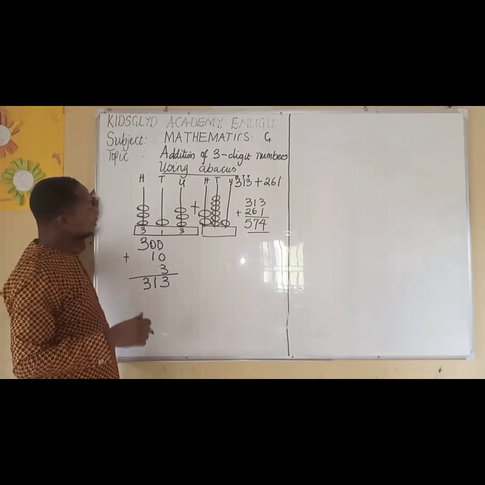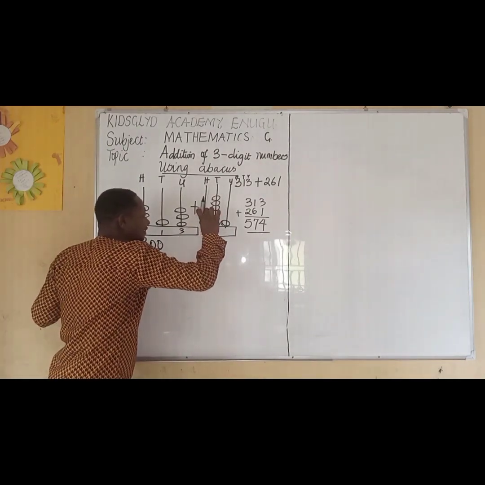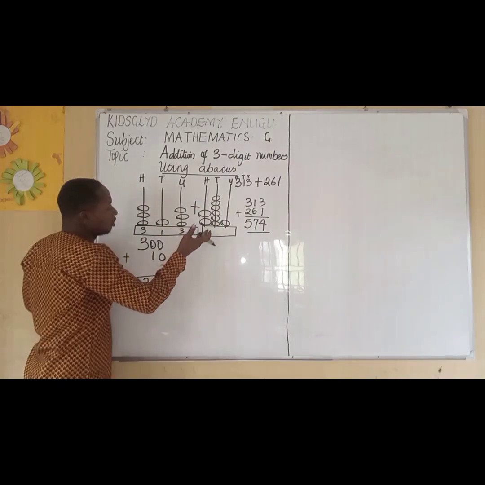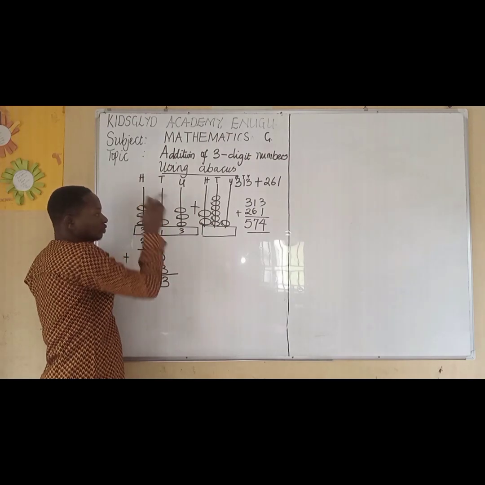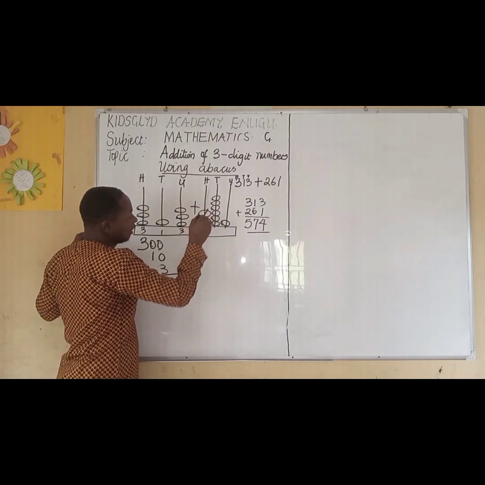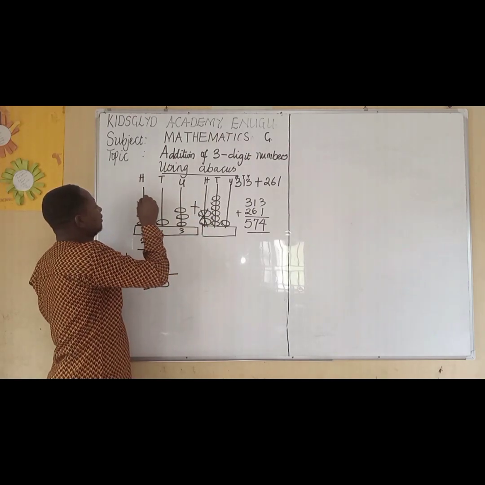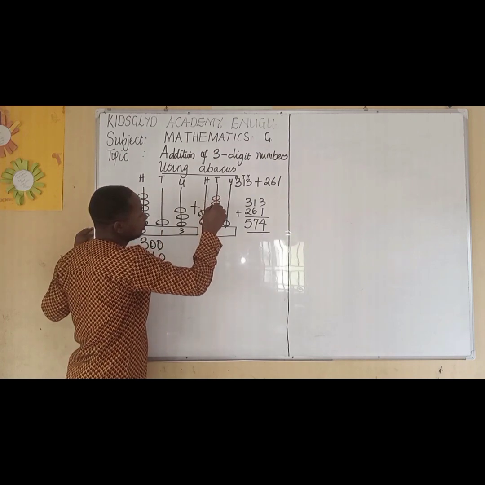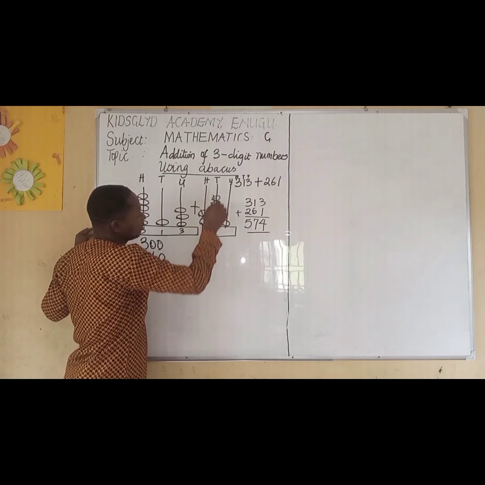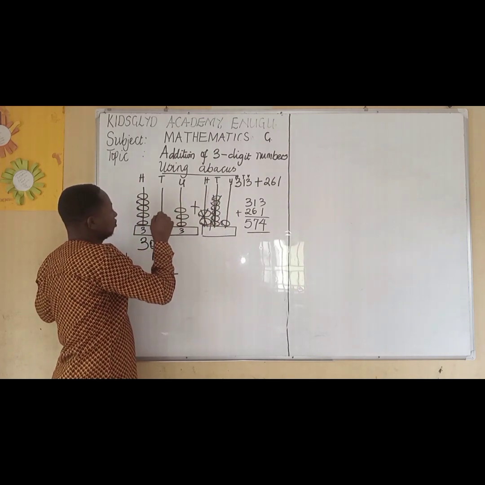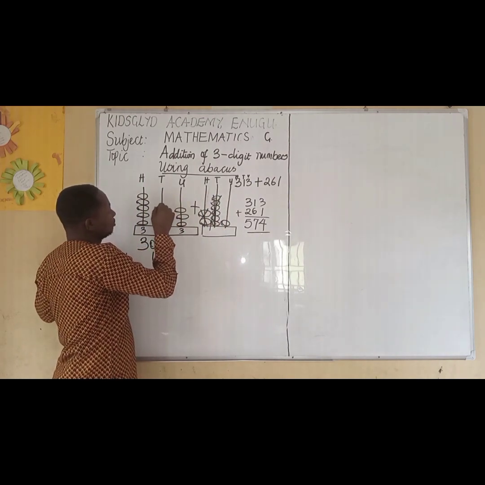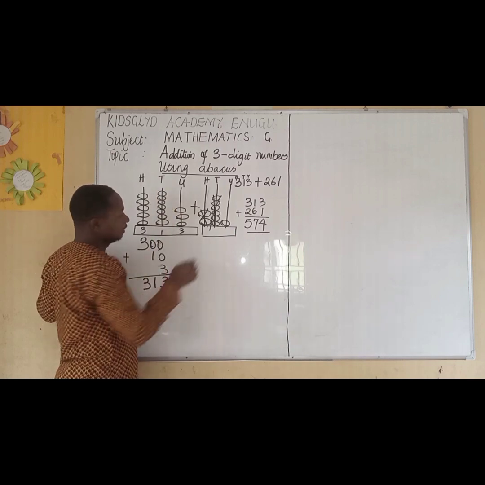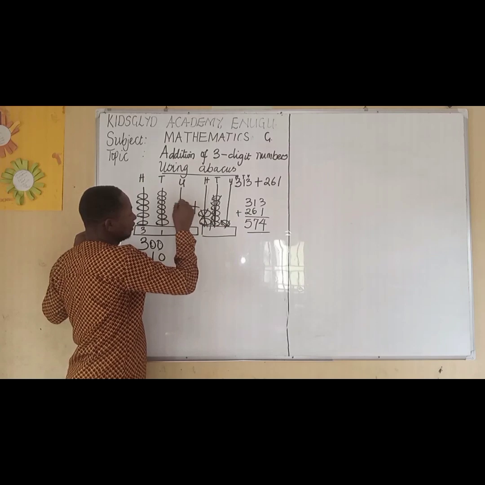Now, next thing is we are supposed to add this to this so that we'll know what we have. Now, let us remove all these ones and add them to this one. This first set here, we have 2. Let's add the 2 here. For the second one here, we have 1, 2, 3, 4, 5, 6. Let us add the 6 to this one. Then the last one here, we have 1. We add the 1 here.